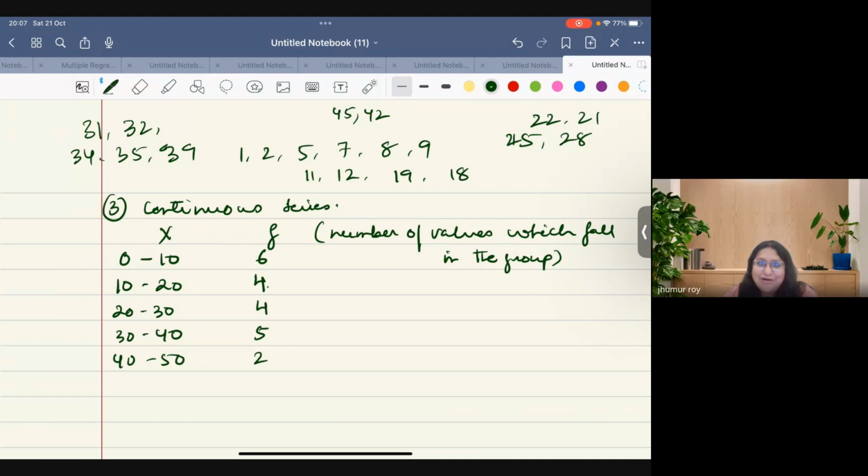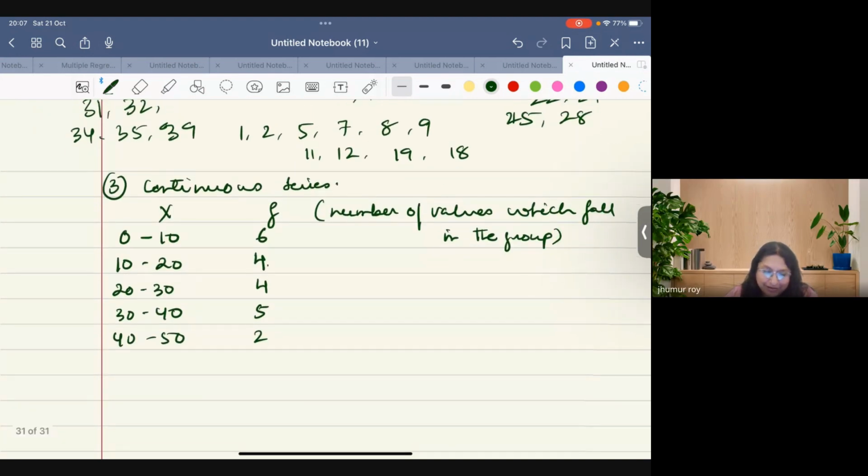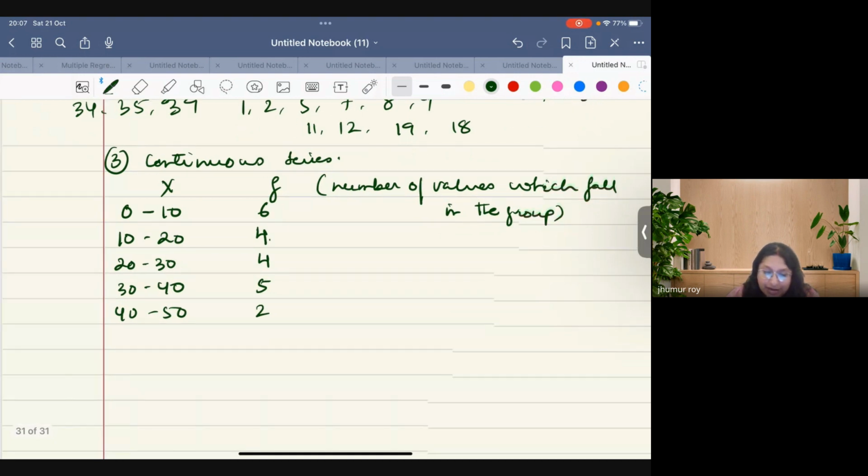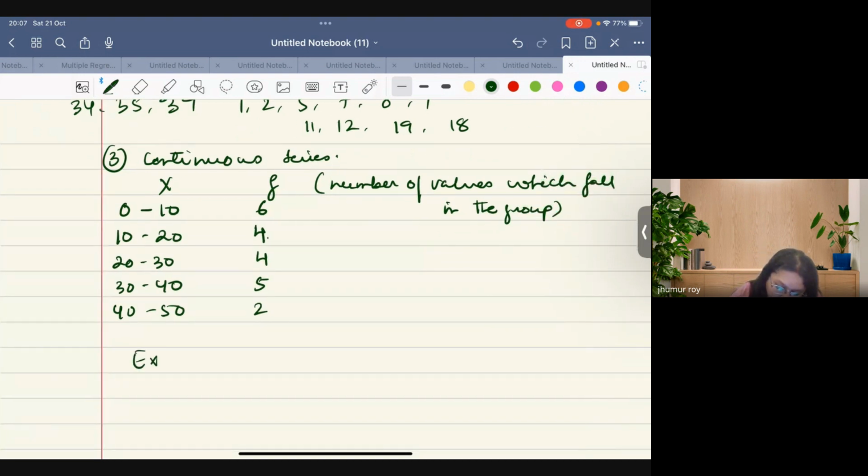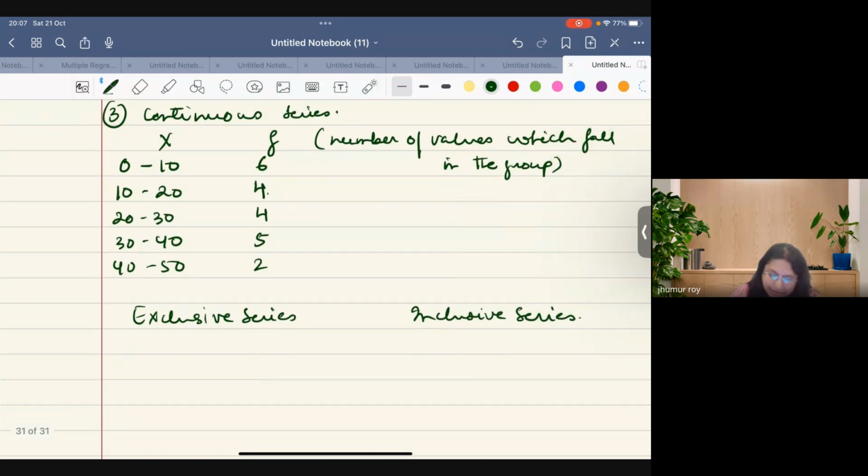Now, what is very important here is that these are all simple values. Now we have 2 terms, exclusive series and inclusive series. I'll just take the example of only one class. I've taken X over here, and frequency here. The first class for me was 0 to 10. The next one was 10 to 20. The third one was 20 to 30.